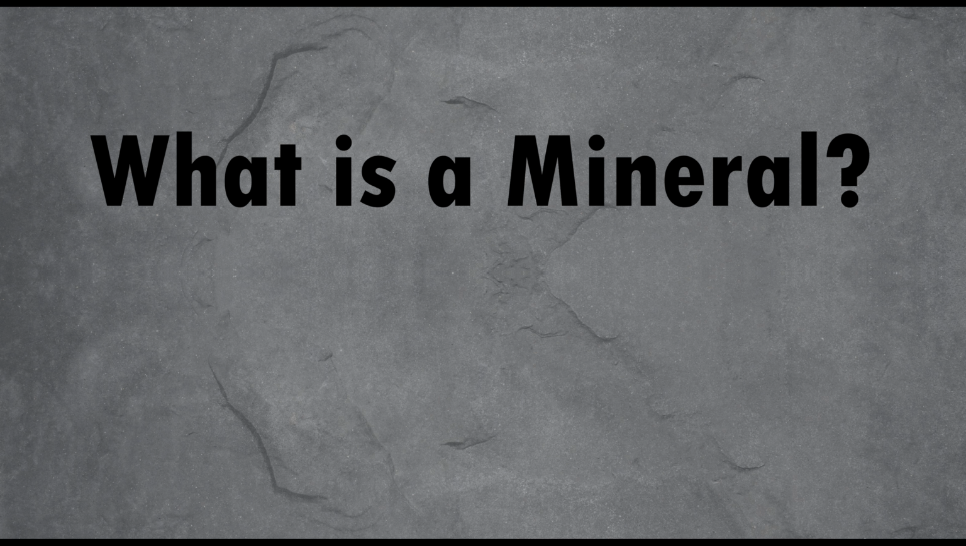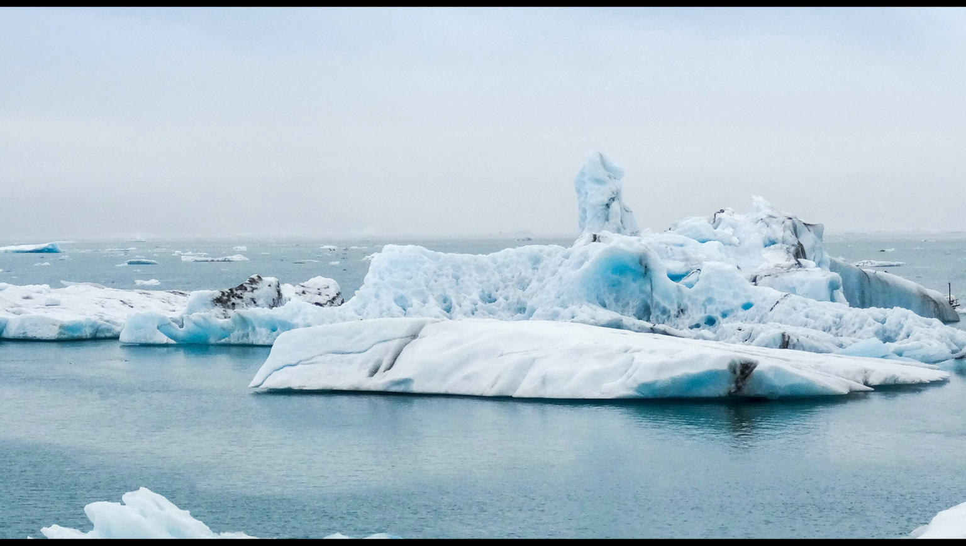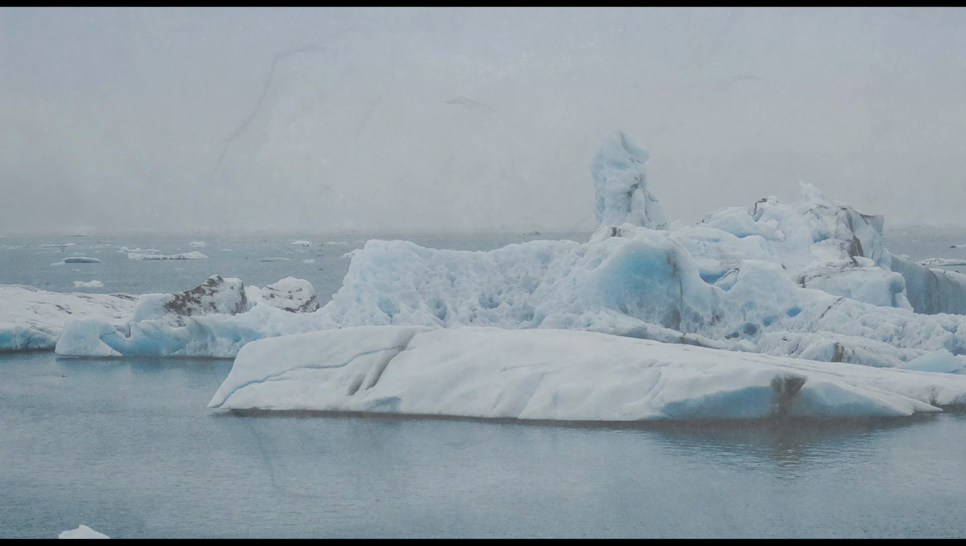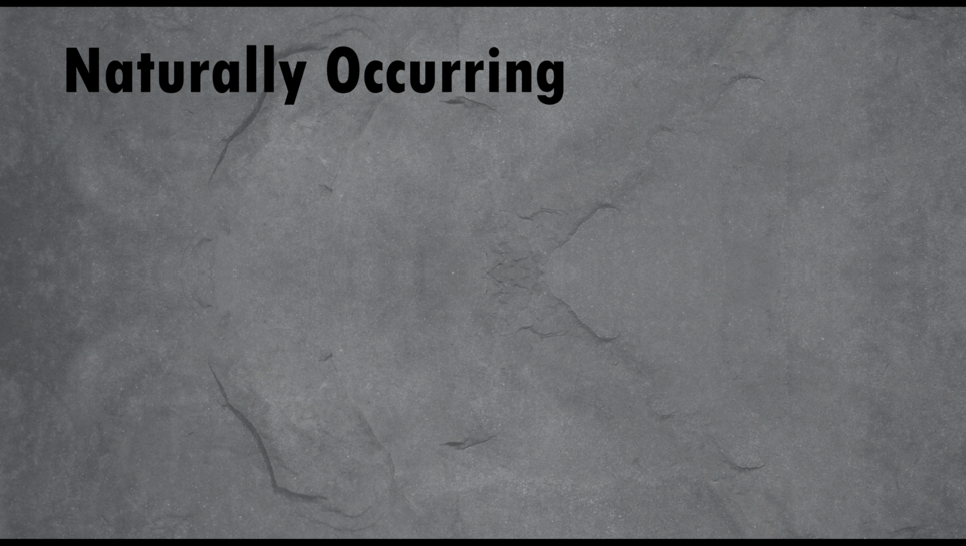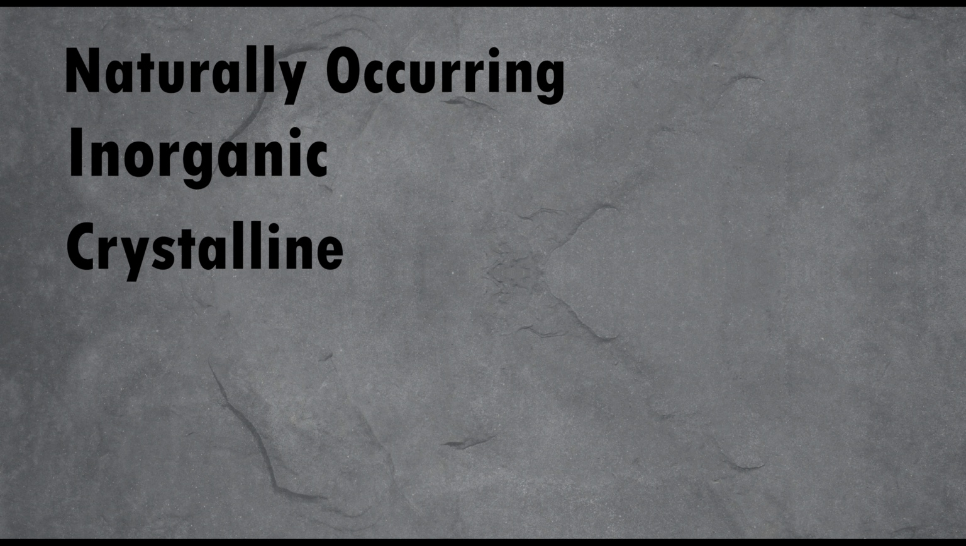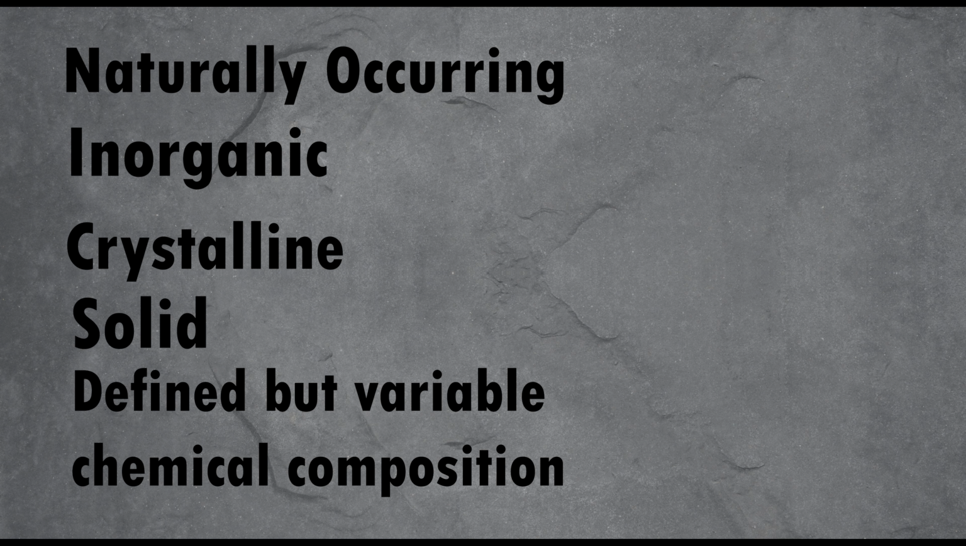So what exactly is a mineral? And how is ice one? Well, a mineral is defined as a naturally occurring, inorganic, crystalline solid with a defined but variable chemical formula.